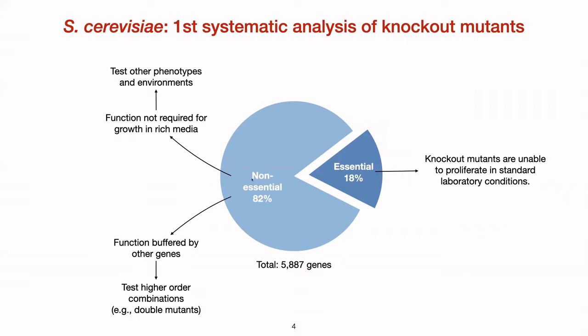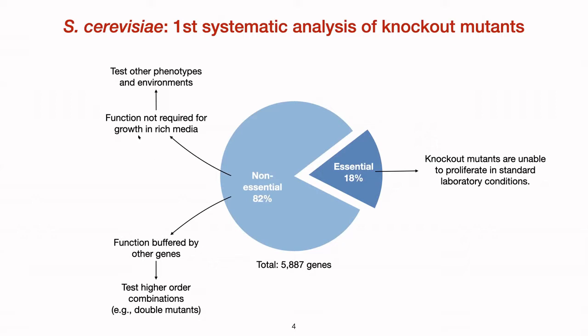So the reason the interpretation of why 82% were not required for viability, there were many different interpretations. The field kind of divided into two different directions and followed them in parallel. On one end, one interpretation was that it's not that these 82% of genes were not important, it's that their function is not required under those particular conditions where the strains were being made. And that is rich medium where yeast doesn't have to produce anything, all the nutrients are provided to it.